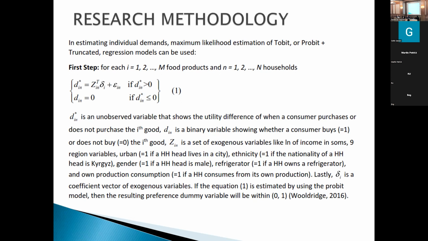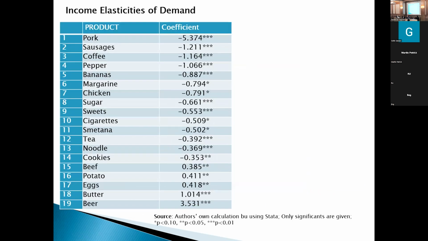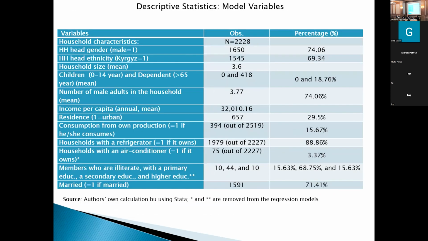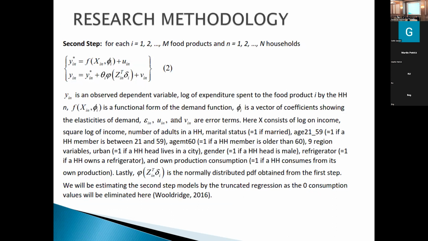And we have here the log of income and the square of the log of income, the number of adults in a household, and the marital status, whether the household head is married or not, and age 21 to 59, and age more than 60, the dummy variables as well, and the 9 region variables, urban, gender, refrigerator, and then another, the own production consumption variable.